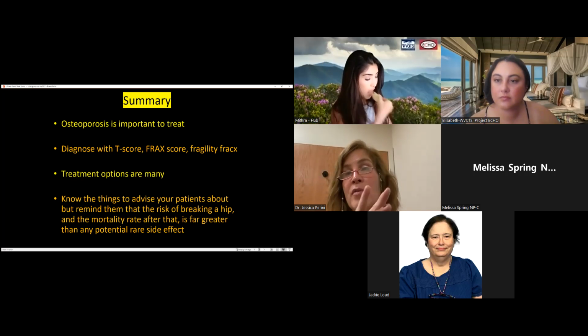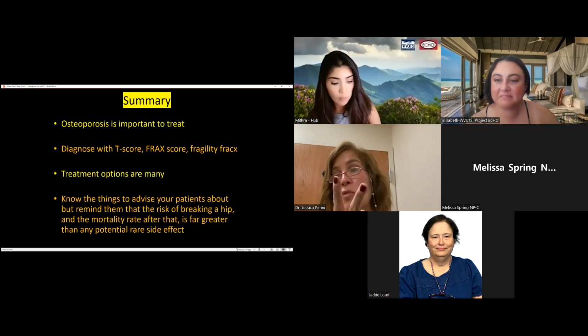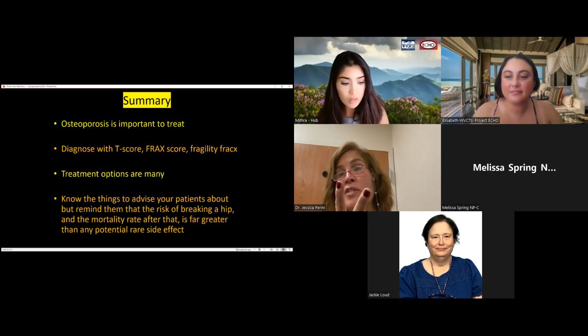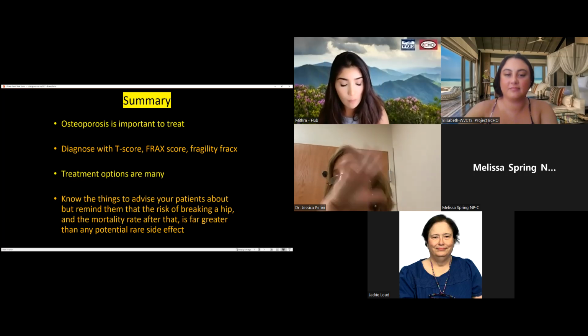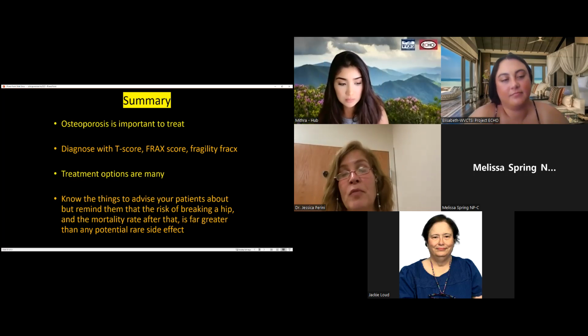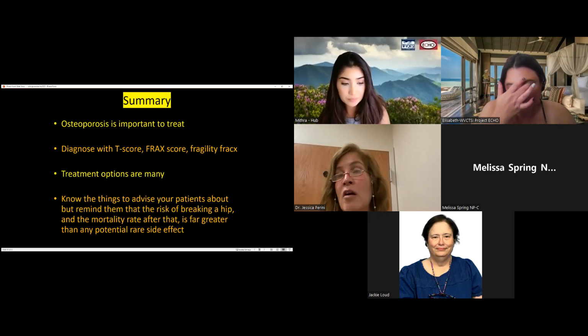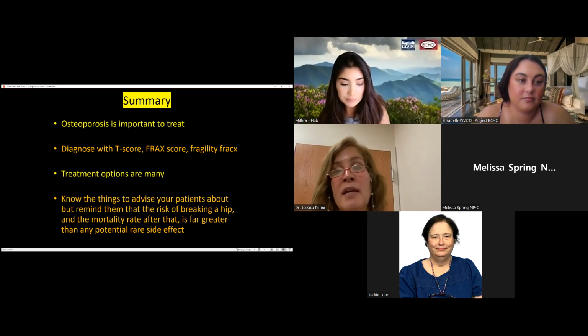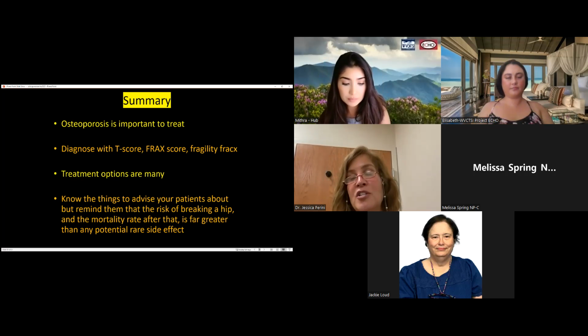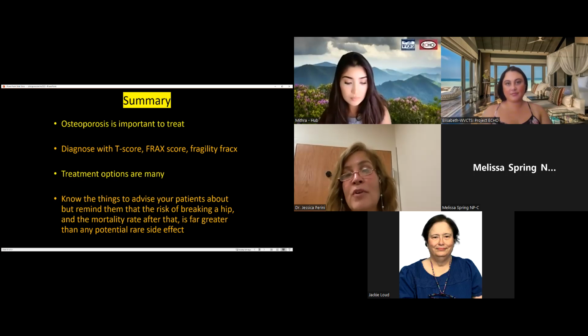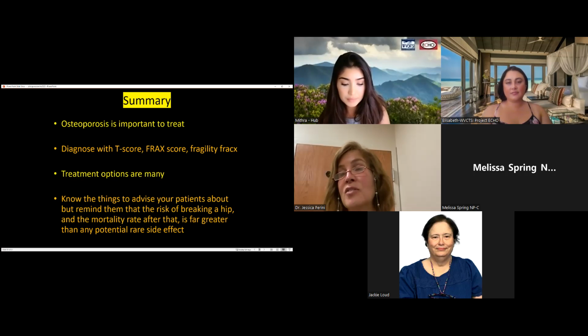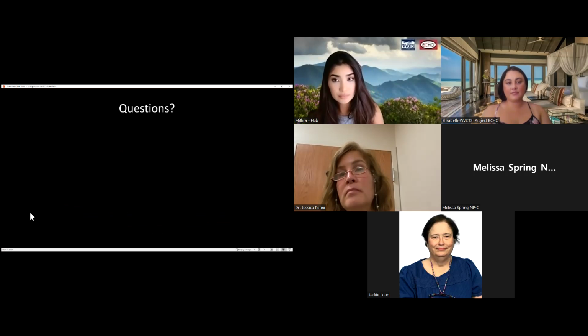Okay, you diagnose it, remember the 3 ways: a T-score, a FRAX score for those with osteopenia range T-scores, or if they have osteopenia, but they've broken something just from falling over, okay? We talked about all the treatments. There are lots more than there used to be, which is great. And then just a word of encouragement: know what you're going to be explaining to your patients, know about the medicines you want to prescribe for them, and remind them that the risk of breaking their hip is far greater than any potential rare side effect that could come from any of these medicines. So the benefits far outweigh those risks. Next slide. And that's it.